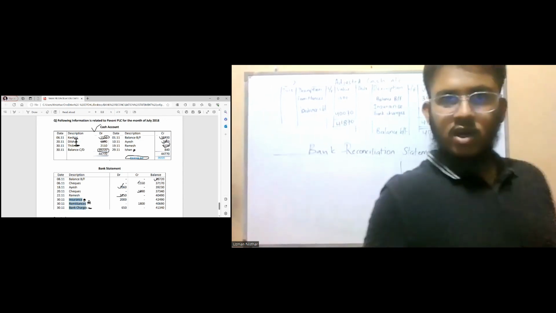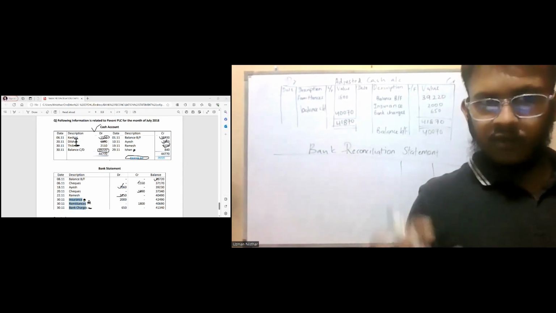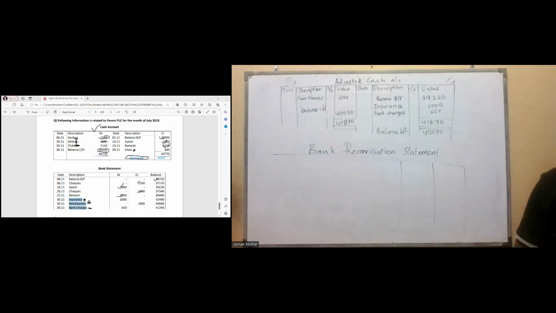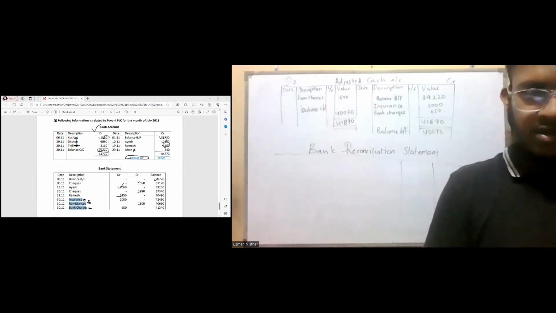Did you all get that? Did you all understand? Any doubts for the adjusted cash part? This part, do you all have any doubts?